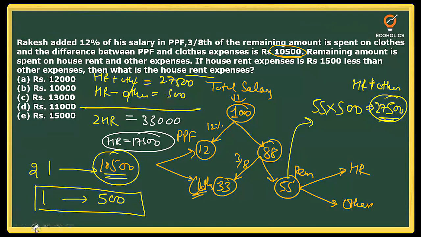This is not 5,500, guys. This is 1,500. This is not 5,500. So you need to add these two actually. So it will be 29,000. Yes or no? 10,500 PPF and clothes. So you got the difference 21. So this was 27,500. 27,500 is this house rent minus others.